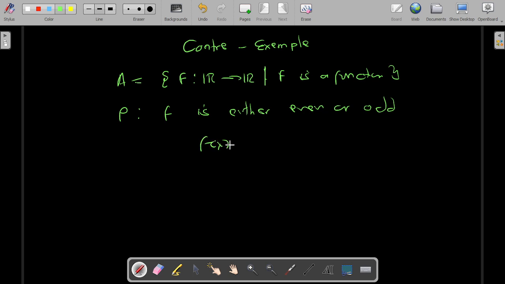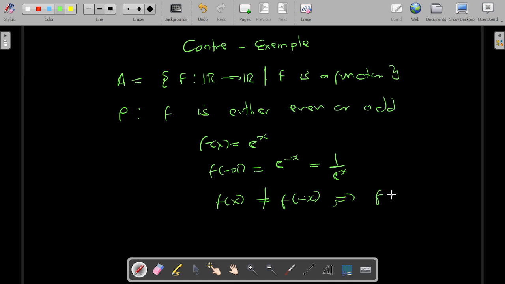So let's say f of x is equal to e to the power x. So now what is f of minus x? So f of minus x is e to the power minus x. But now this is going to be 1 over e to the power of x. So clearly we have that f of x is not equal to f of minus x. So because we don't have this, this is going to imply that f is not even.